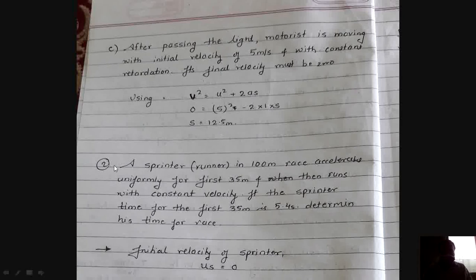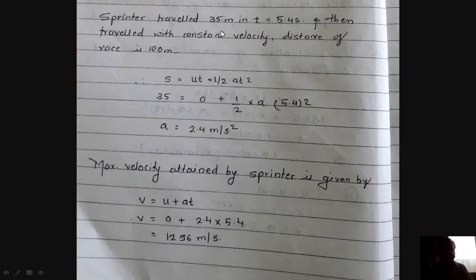Now the second problem: a sprinter in a 100 meter race accelerates uniformly for the first 35 meters. The acceleration is constant, uniform. Then he runs with constant velocity. If the sprinter's time for the first 35 meters is 5.4 seconds, determine his time for the race. So the initial velocity of the sprinter, u, is 0. Then the sprinter traveled 35 meters in 5.4 seconds, then traveled with constant velocity. The distance of the race is 100 meters.